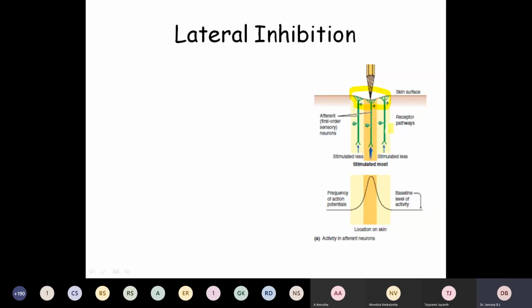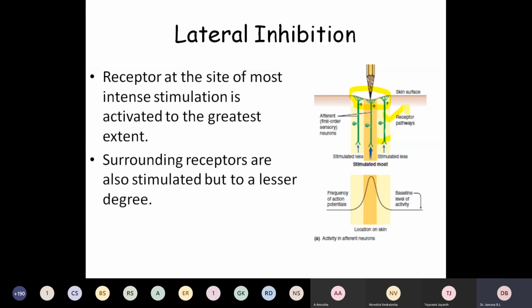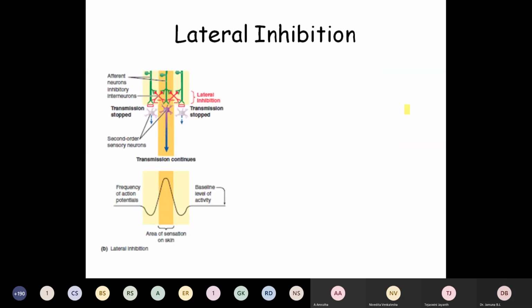Okay, so here what is happening? The central receptor, where exactly this point is located, gets stimulated more, and the other 2 receptors, the surrounding neighboring receptors, are getting less stimulated. Why is it happening? Because of the collaterals.